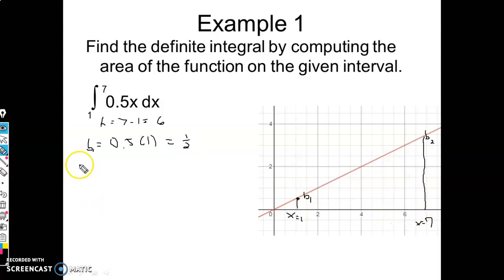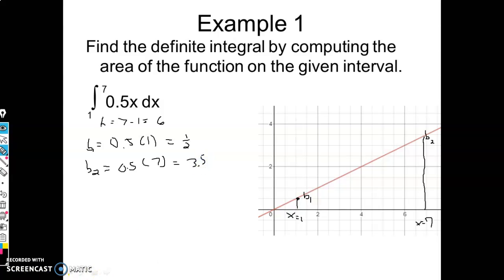Base 2, likewise, you take the function and you substitute the x value in. All right, so the x value here on this interval is 7. Okay, so we would end up with 3.5.